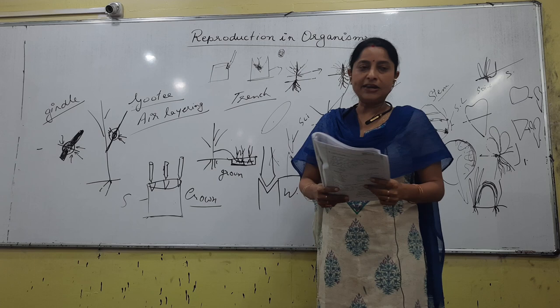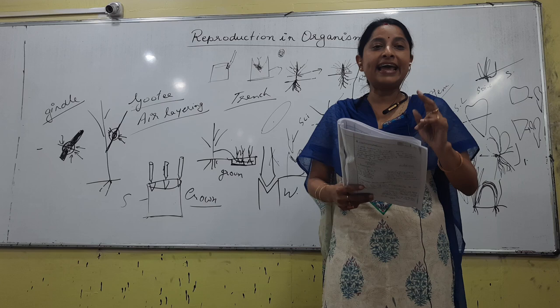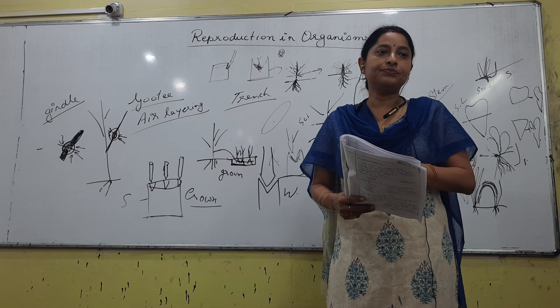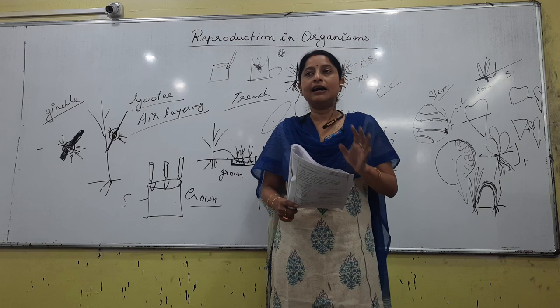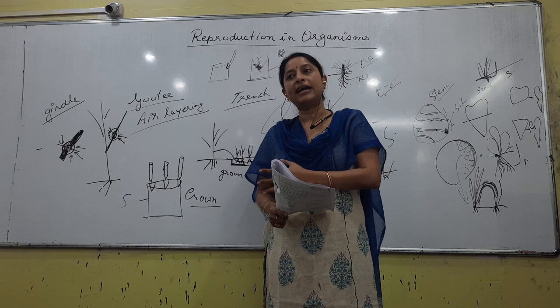Ovoviviparous means both the two processes could be seen. They will lay an egg, the egg will hatch inside the parent body, but after that it will come out. Normally when we talk about egg laying organisms, that egg develops away from the parent body, outside, right?